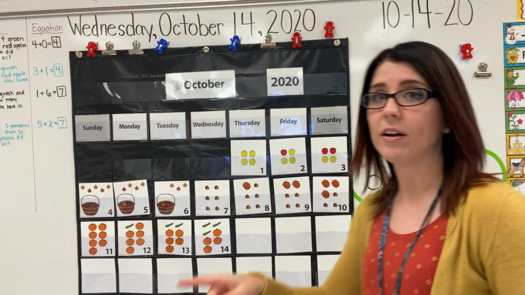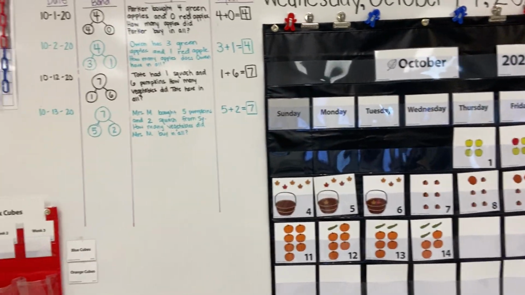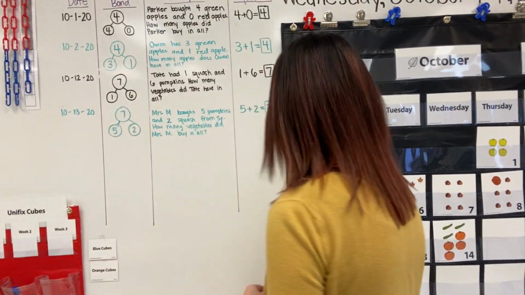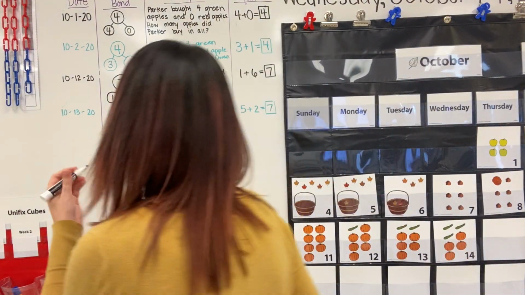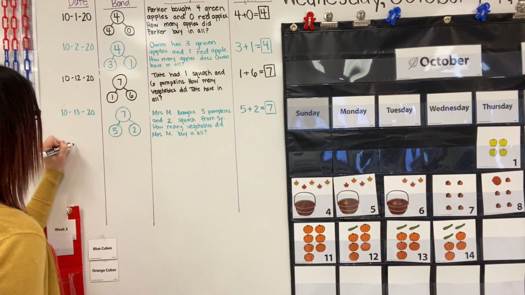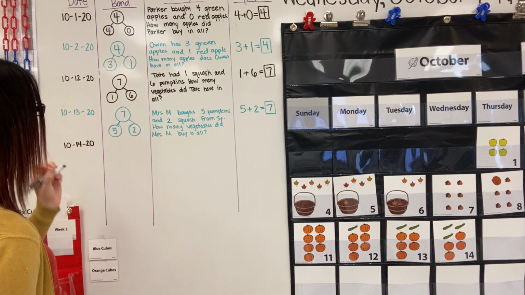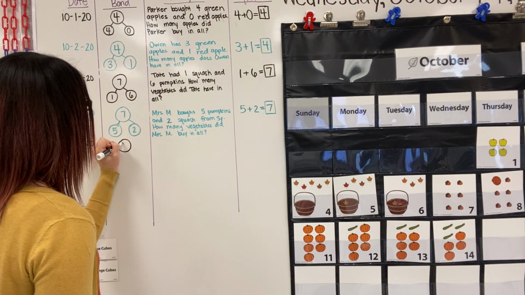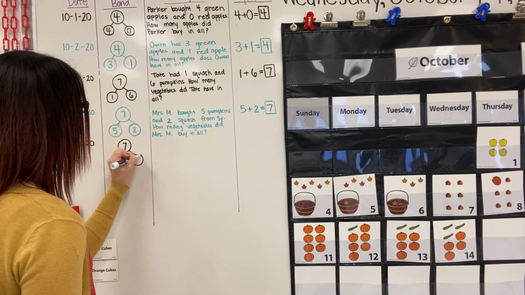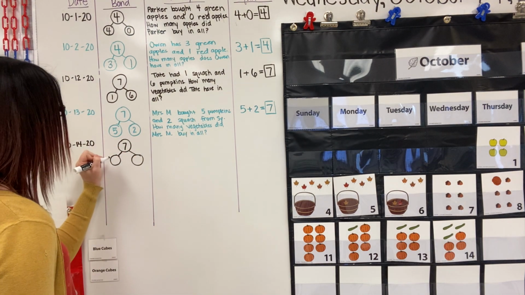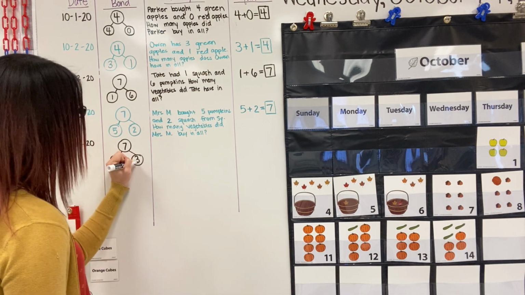Now let's come over here and let's write a story about our card. Let me get a marker. Today is 10, because October is the 10th month, -14, we're on the 14th day, -20. I'm going to draw our number bond over here. 7 was our whole, and we had our squash part and our pumpkin part. We had 4 in our pumpkin part, and we had 3 in our squash part.